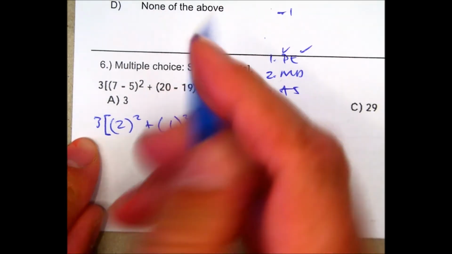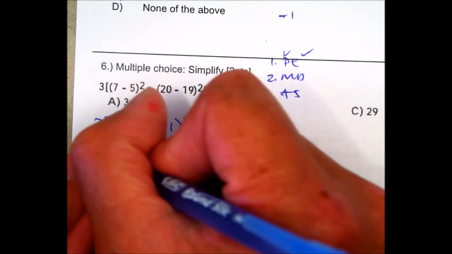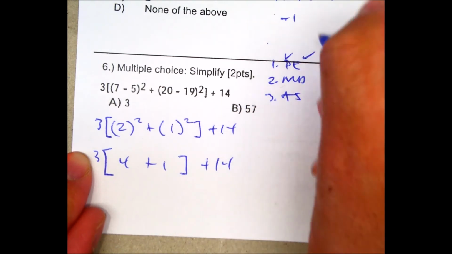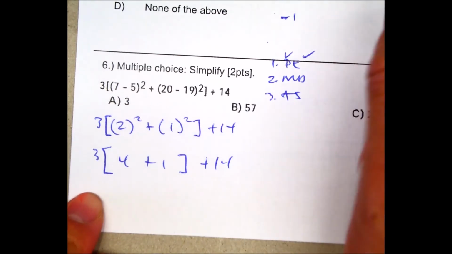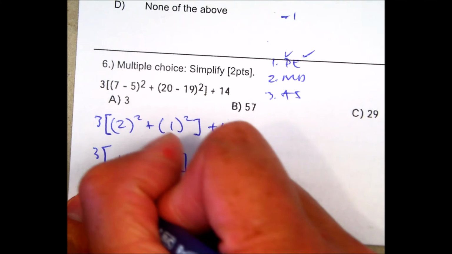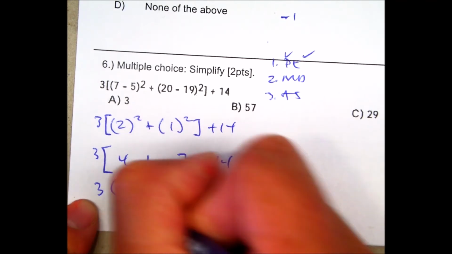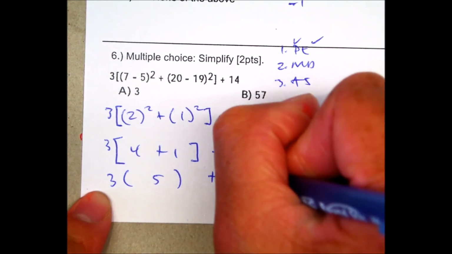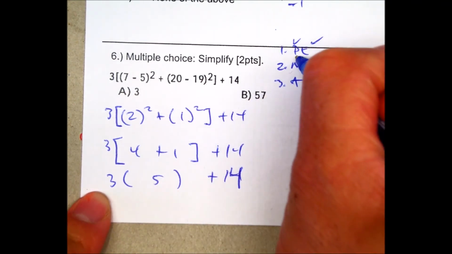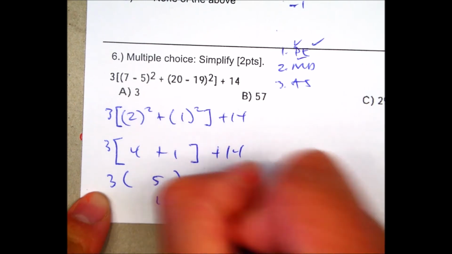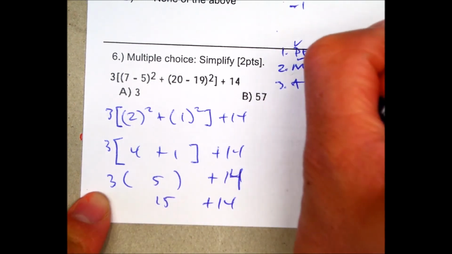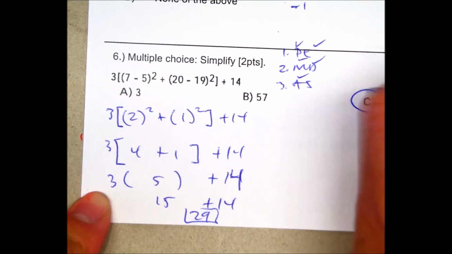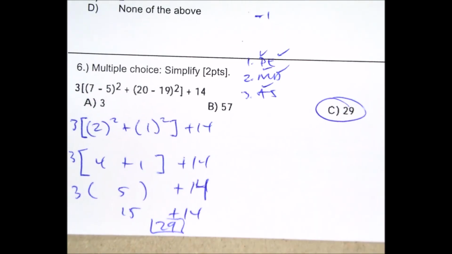And then I'm going to take care of any exponents, so those are still inside. So that'd be 4 plus 1 plus 14. And then within here, still within the brackets, so 3, bracket and parentheses are the same, so 5 plus 14. And then I'm going to do multiplication. 3 times 5 is 15. No division. And then addition. 15 plus 14 gives me 29. So 29 is my answer for that problem.